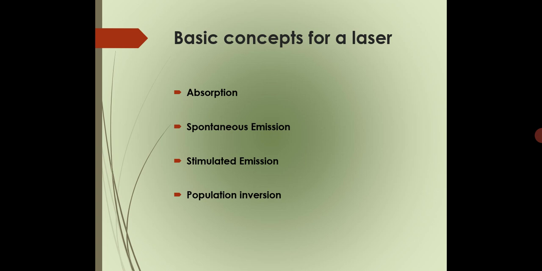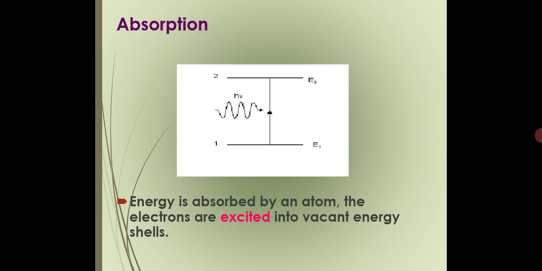Now the basic concept of laser, which we call the laser mechanism, involves absorption, spontaneous emission, stimulated emission and population inversion. Whenever we give energy to the atoms of the laser constituent material, the electrons in the outermost energy level absorb this energy, which may be in the form of thermal energy, electrical energy, or optical energy. The energy is absorbed by the outermost orbit electrons, and then they are excited into a higher energy level.